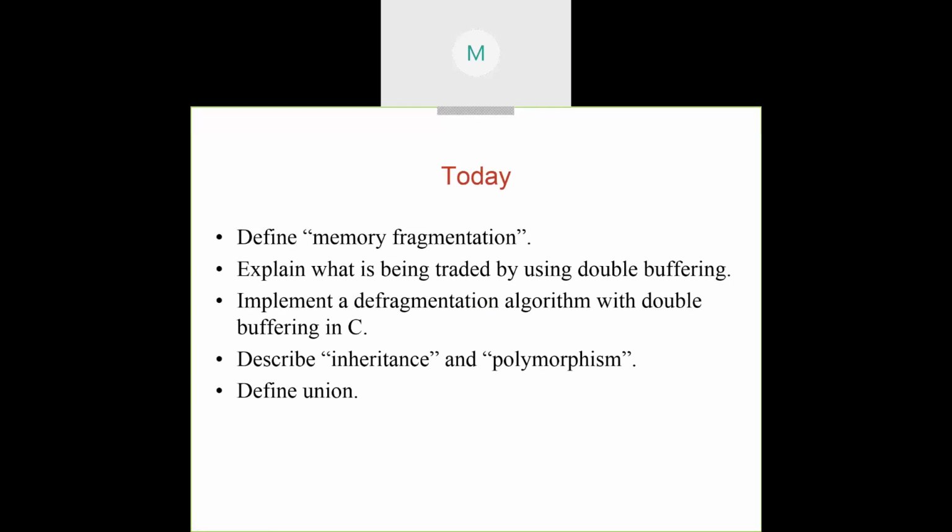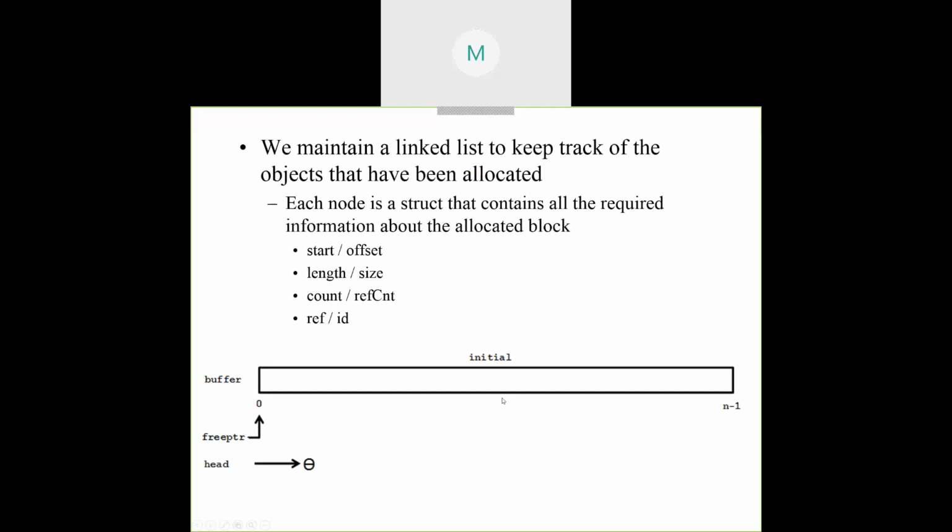Then I will describe a bit about inheritance and polymorphism, and how we can implement those things in C, using a new term called union. You already know structure. Now we'll introduce another one called union here. Any questions so far?